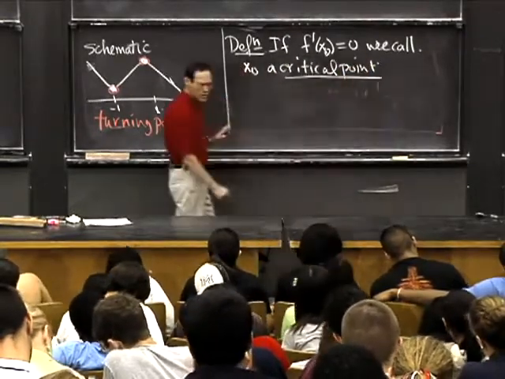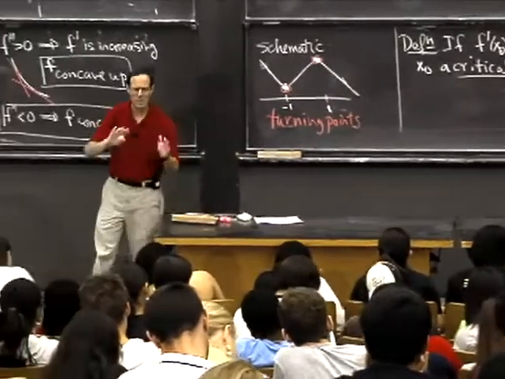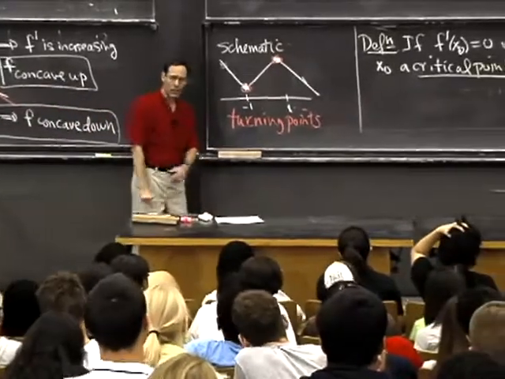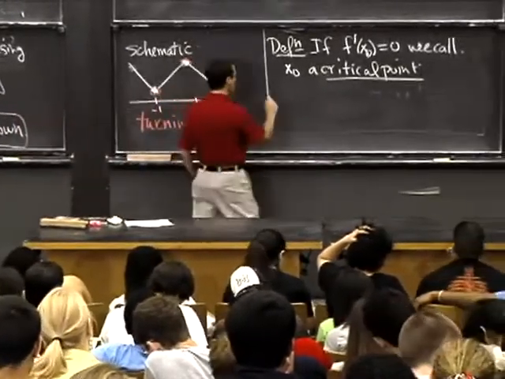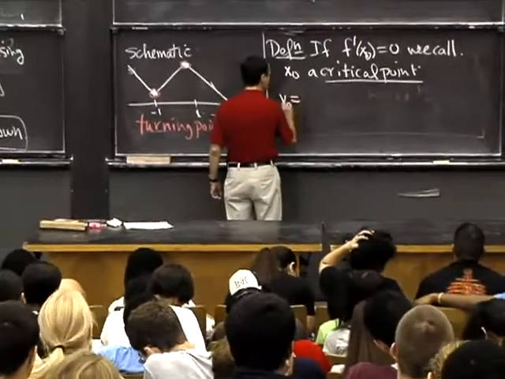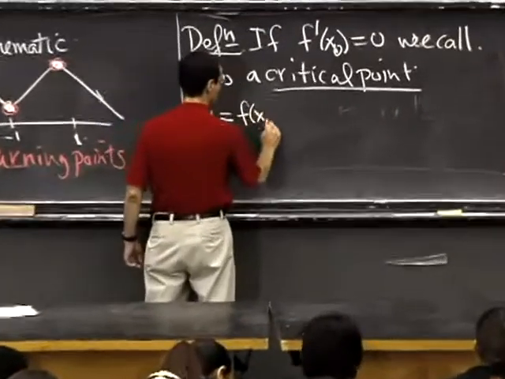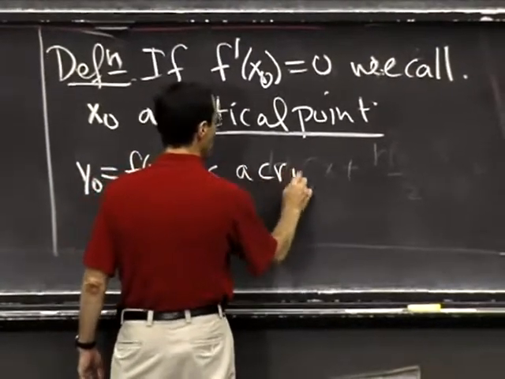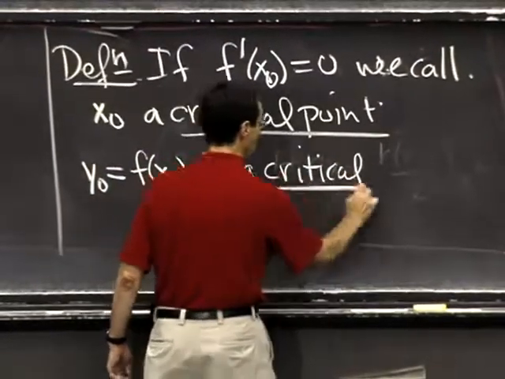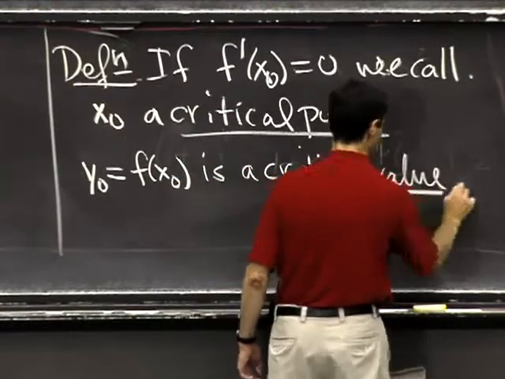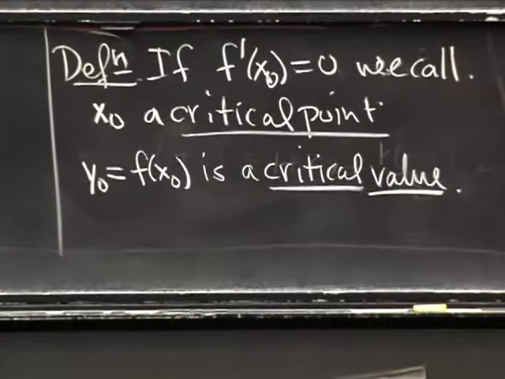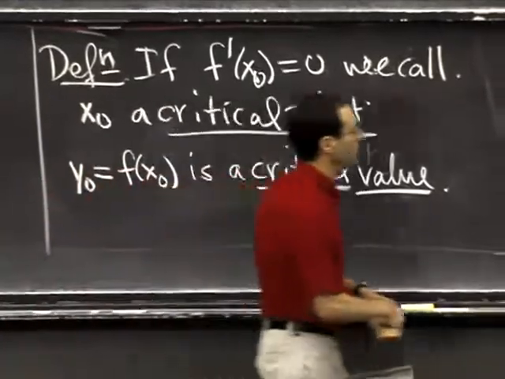Okay, the word turning point is not used just because, in fact, it doesn't have to turn around at those points. But certainly, if it turns around, then this will happen. And we also have another notation, which is the number y0, which is f of x0, is called a critical value. All right. So these are the key numbers that we're going to have to work out in order to understand what the function looks like.